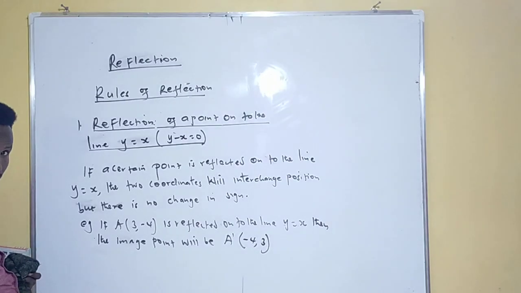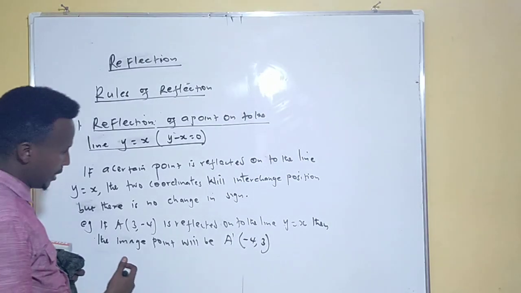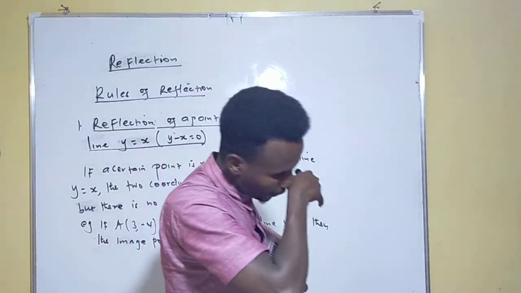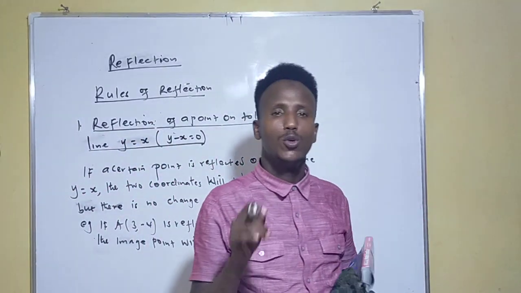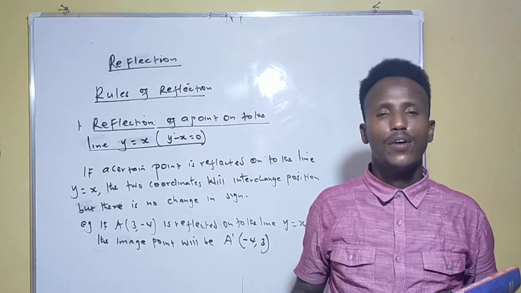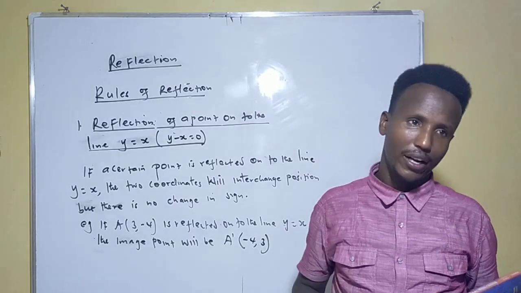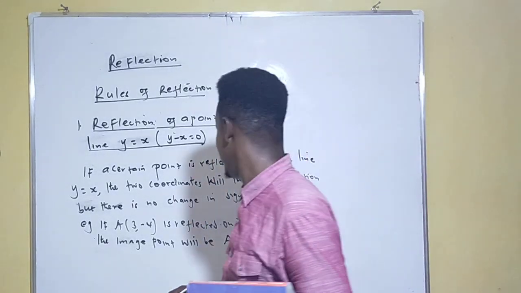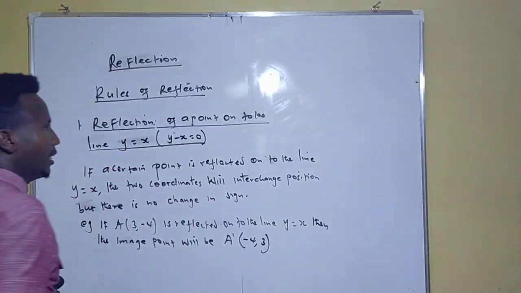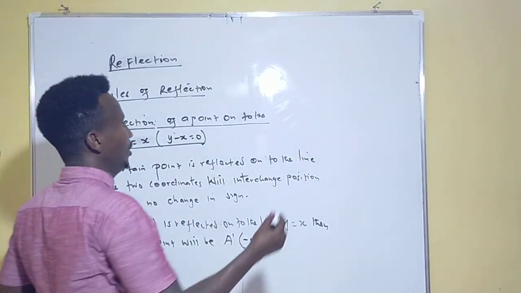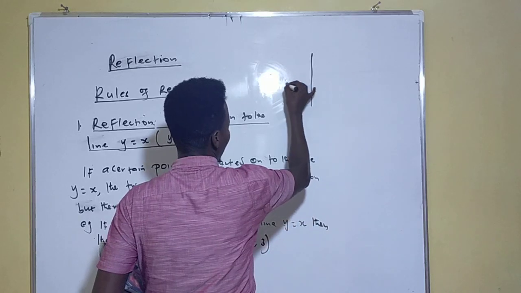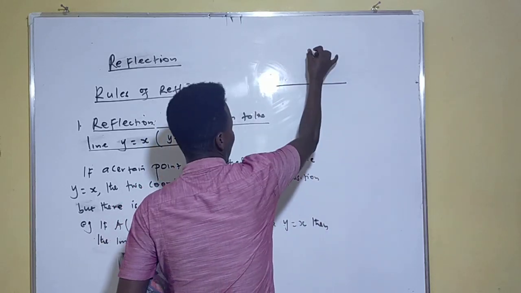Don't forget that. And again here, there's a line you're going to draw. The line y is equal to x passes through the first quadrant and the third quadrant. Okay? Through the first quadrant and the third quadrant. You must know what the first, the third, the second, and the fourth quadrant are.